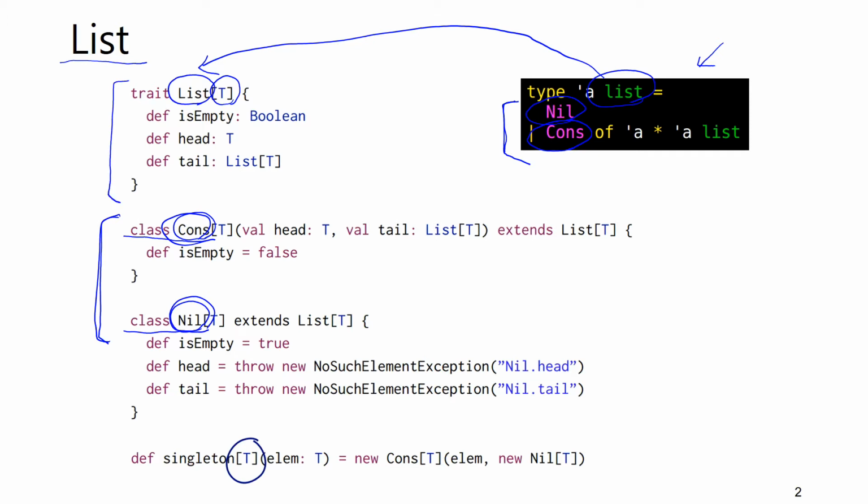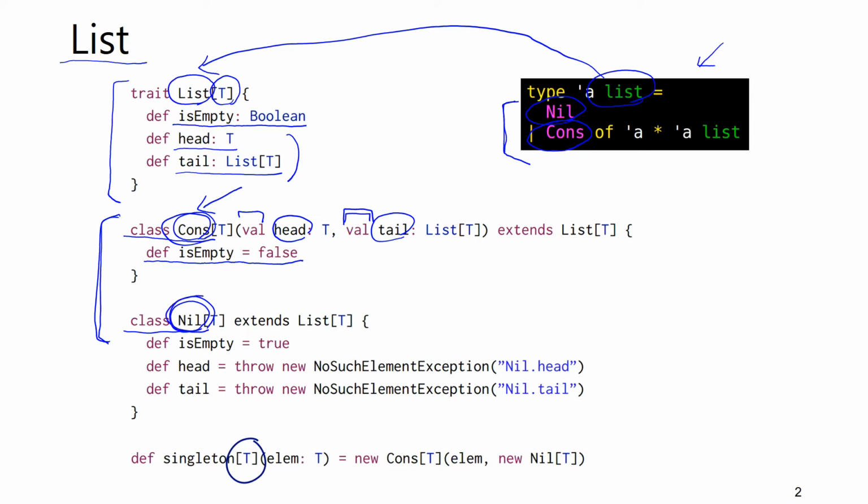It states that we have to define an isEmpty method and two other methods, head and tail. In the case of Cons, the two fields, head and tail, are declared with keyword val. So they become public in the Java terminology, which means that they are visible to the outside. So by using the keyword val, we effectively implement these two methods, head and tail. And here we implemented the remaining method isEmpty.